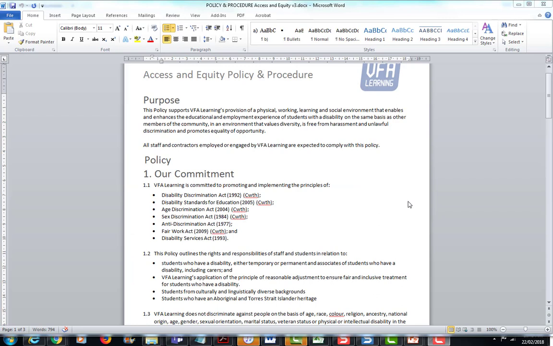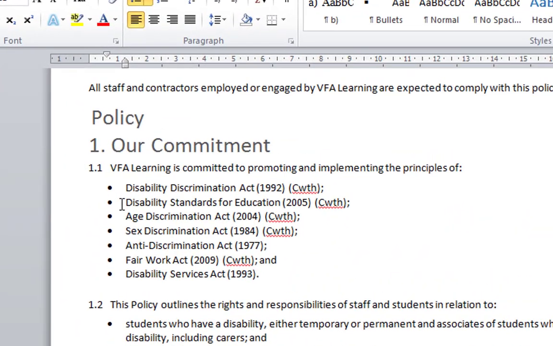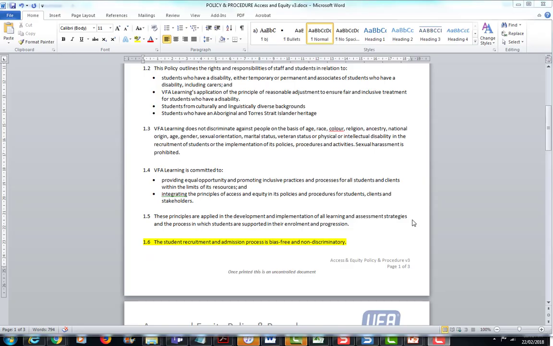Let's look at the policies and procedures VFA has in place to ensure that we're compliant with our access and equity requirements. You can find this policy and procedure under Sowing the Seed. If you've got any issues finding it, make sure you speak to compliance. Again, we've got a policy and procedures here, and our commitment: VFA Learning is committed to promoting and implementing the principles of, and it lists some major acts here. You need to ensure that you've got an understanding of those major acts.